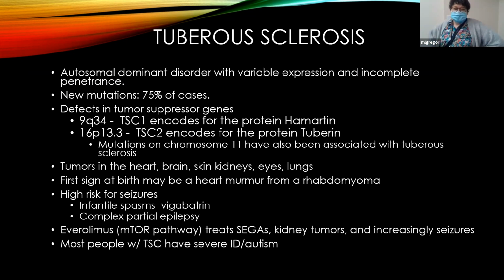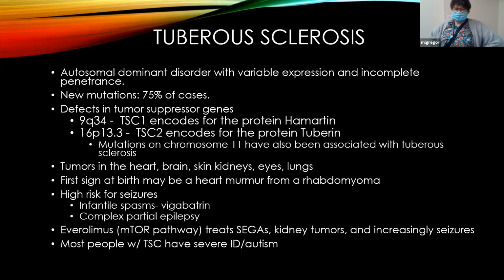This is an autosomal dominant disorder with variable expression and complete penetrance. New mutations are around 75%. So whereas with neurofibromatosis, new mutations were maybe 50%, very often you're going to have a parent that's affected, much less frequent with tuberous sclerosis. In fact, I'd say 75% is probably low.